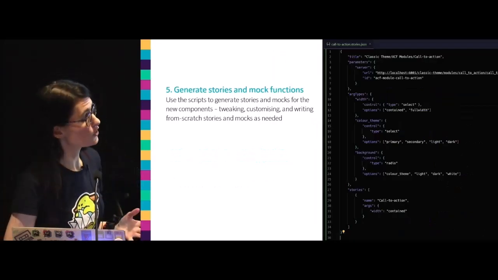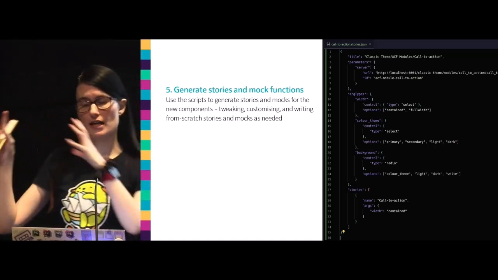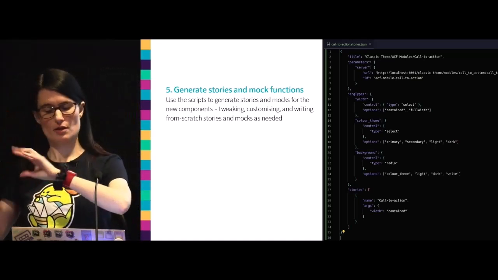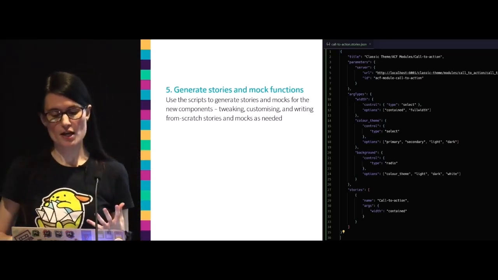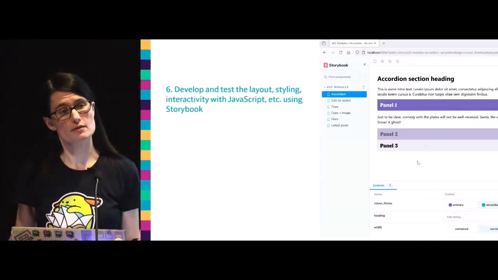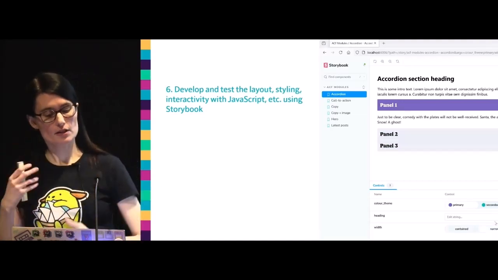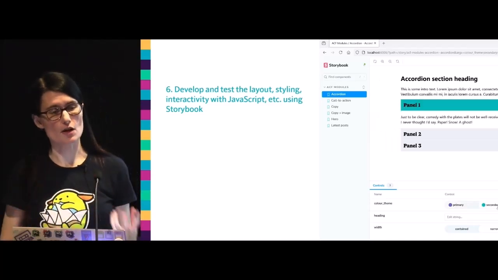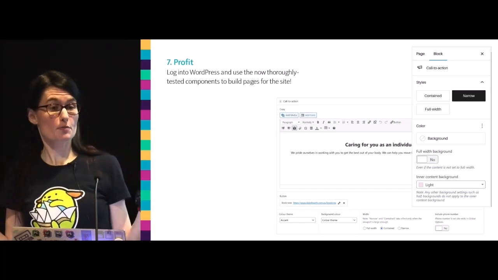Then generate those stories using my script that converts from that JSON, whether it's ACF JSON, block.json, whatever, into a story and those mock functions, so that I can now look at my new ones that are just for this client in Storybook and continue the development, testing, styling, and so on in my Storybook environment. And the last one, at least, profit.